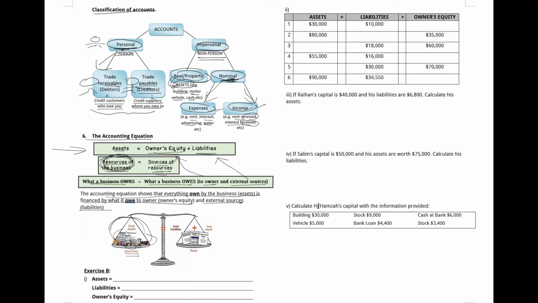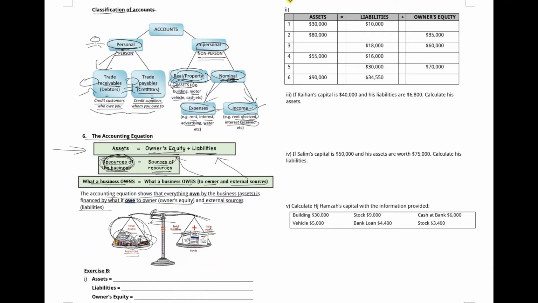So these resources, where do they come from? They are being financed either by the owner equity or by the liabilities. For example, the owner can bring in capital, a sum of money. The cash could be brought to the business by the owner, which we call the owner equity. And for example, the motor vehicles could also be financed by the owner, who brings the motor vehicle into the business. And then the building, for example, could be financed by a bank loan.